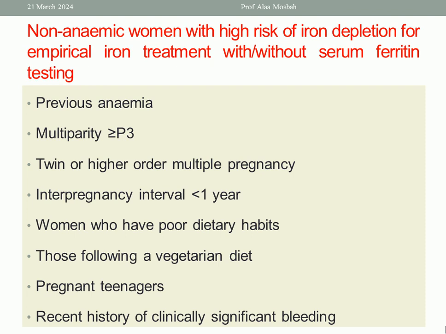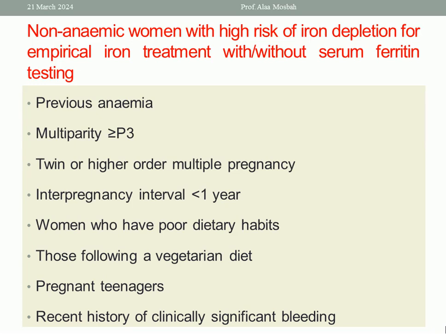Okay, so an important question here. What about non-anemic women with high risk of iron depletion? Should I give her iron therapy, iron treatment, and should I do a serum ferritin test for her or not? So, non-anemic women with high risk of iron depletion are candidates for empirical iron treatment with or without a serum ferritin test.